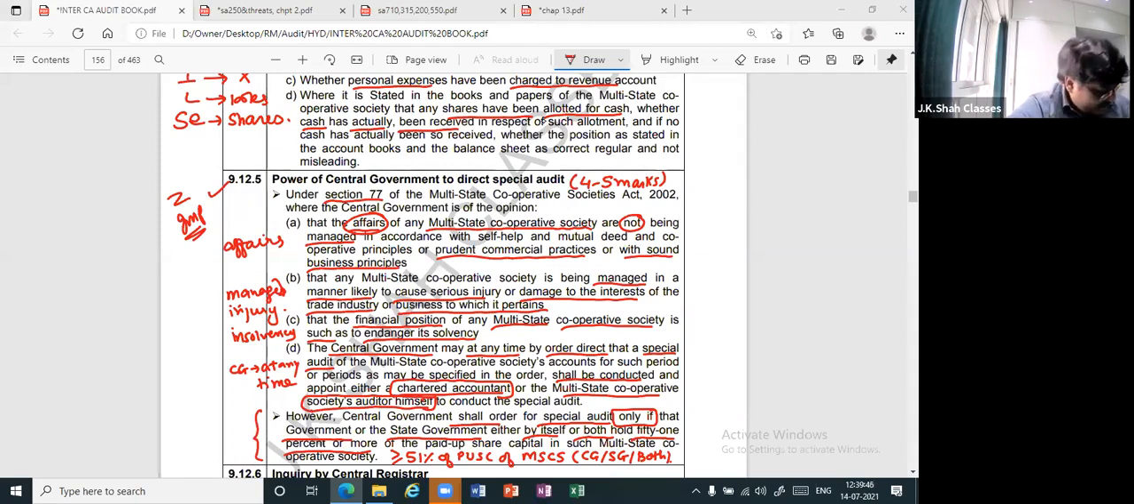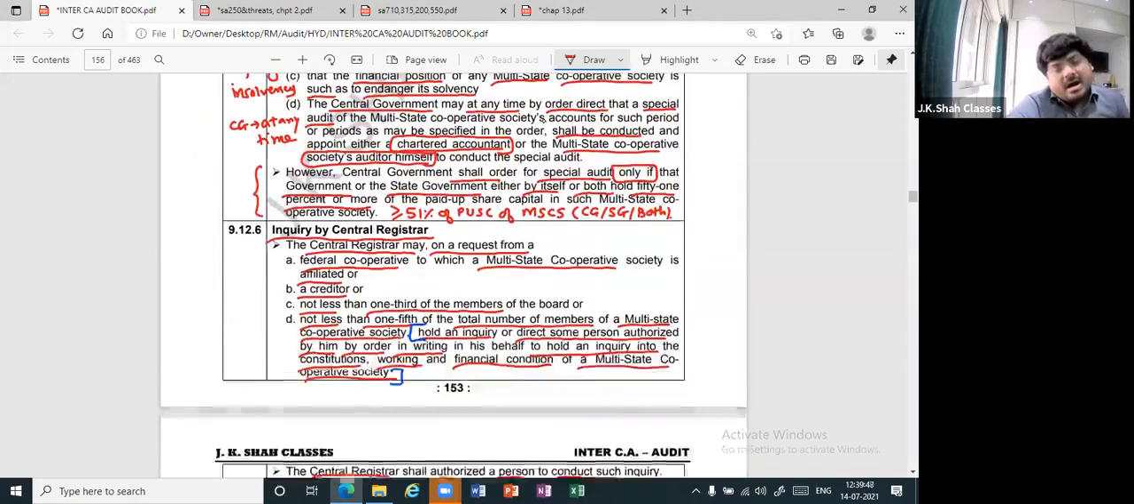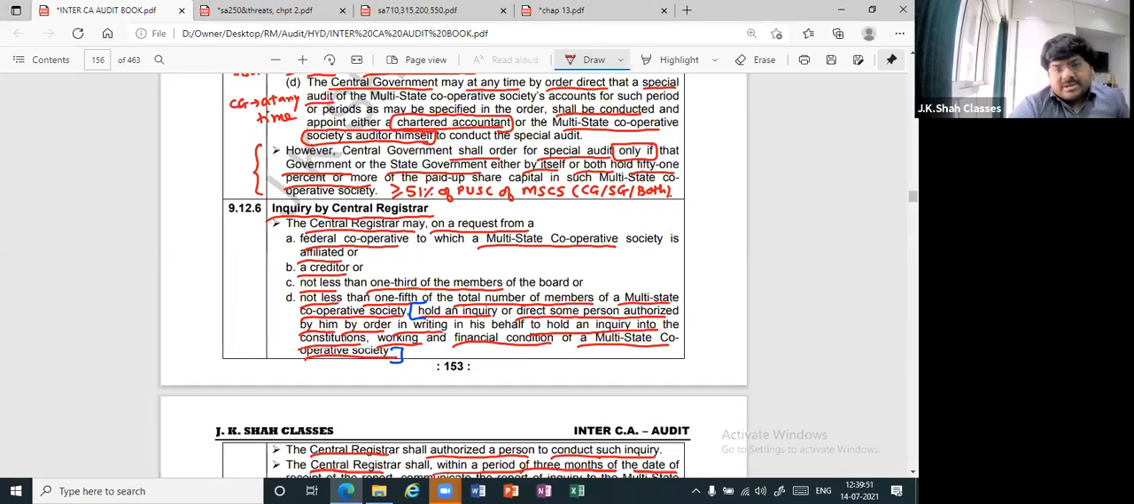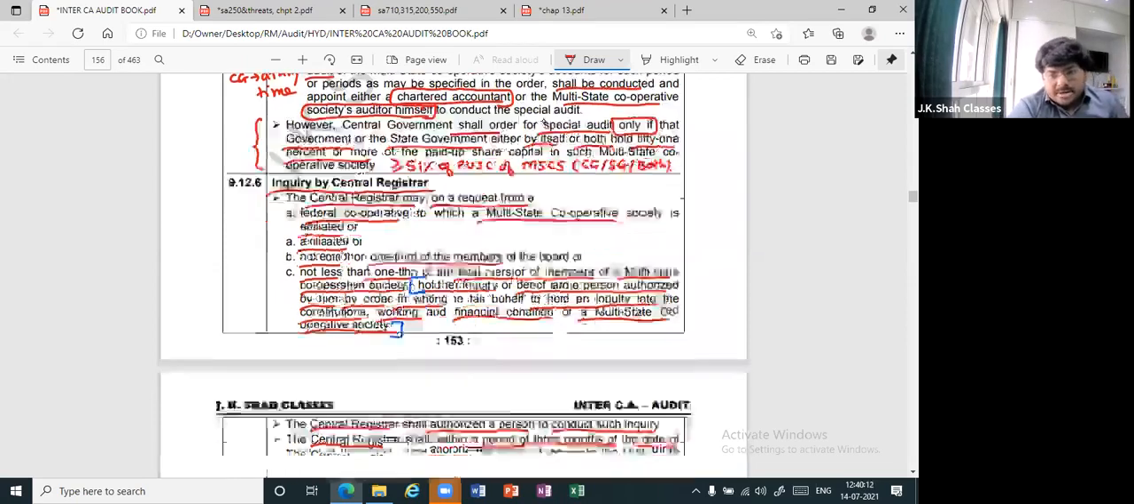Thereafter, inquiry. If there is any federal society which is affiliated, or a creditor, or members of the board 1/3, or 1/5 of the total members, they can request the central registrar to conduct an inquiry. The central registrar will then appoint an authorized person to do the inquiry. Once the inquiry is done, within a period of 3 months the report is obtained and has to be given to the society or to the person whosoever told them to do the inquiry.